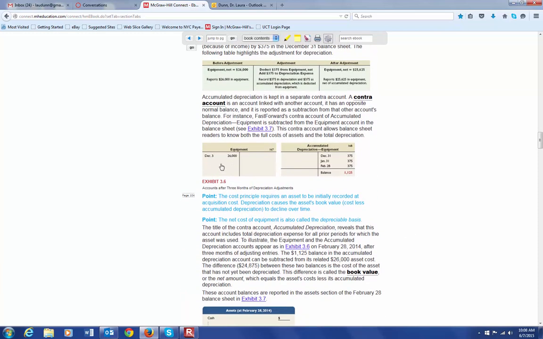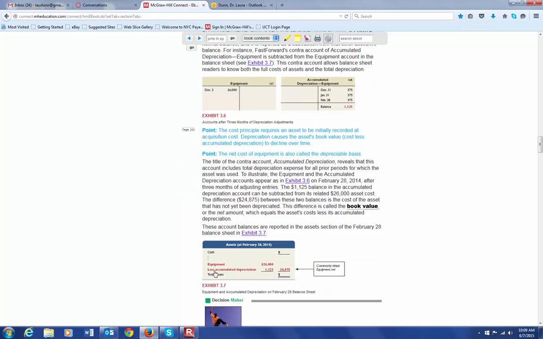So here we would have $26,000. Let's look over here at the depreciation for 3 months, December, January, February, $375 a month. The balance of that account at the end of those 3 months is $1,125, which means we would subtract that from the $26,000 in equipment to get our balance at the end of February. So in this case, equipment is now worth $24,875. That's called the book value of the equipment.